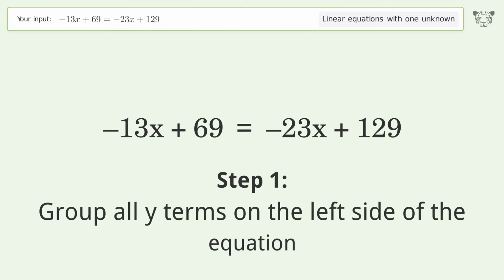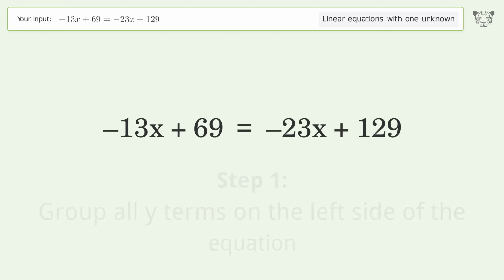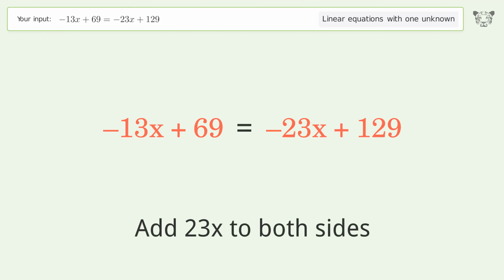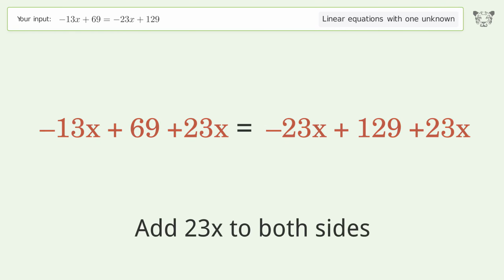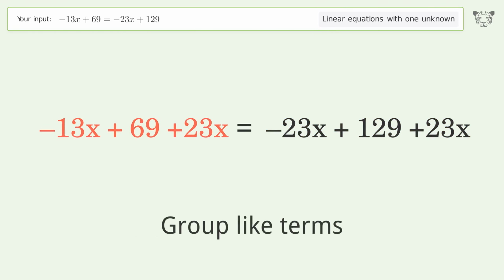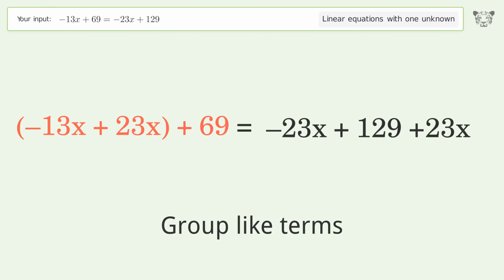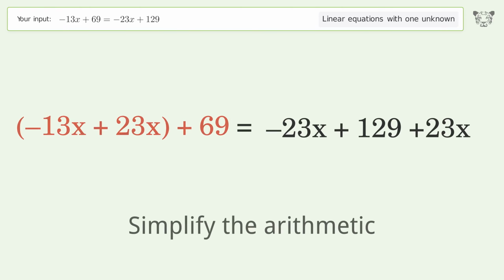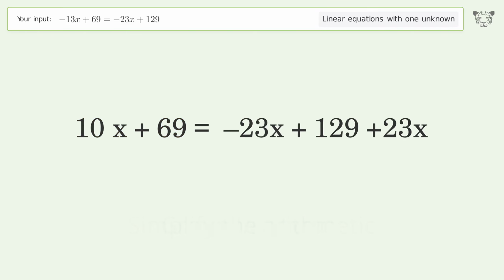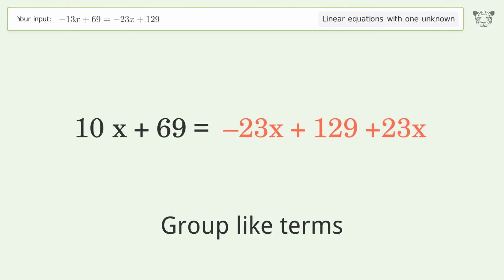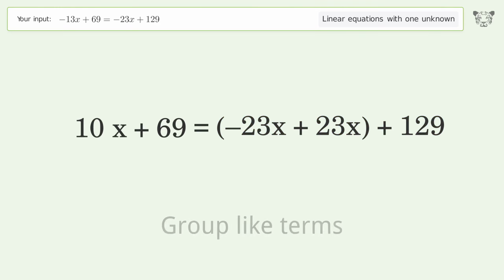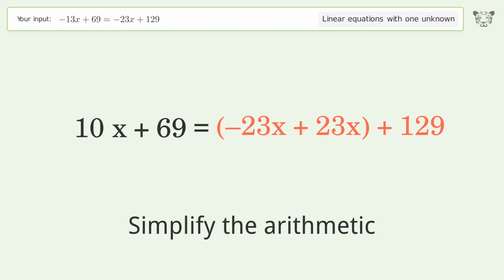Group all y terms on the left side of the equation. Add 23x to both sides. Group like terms. Simplify the arithmetic. Group like terms. Simplify the arithmetic.